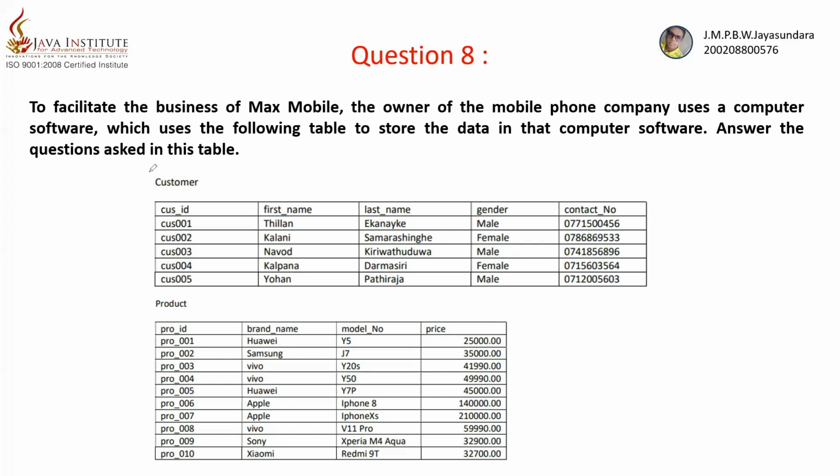So they have given us two tables, a customer table and a product table. In the customer table, we have columns as cus ID, first name, last name, gender and contact number. And they have also included some details into this customer table. After that, here we have our product table. In the product table, we have columns as Pro ID, brand name, model number and price. And they have also included a few data into this product table.